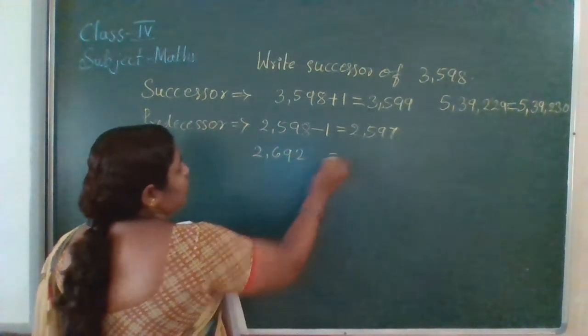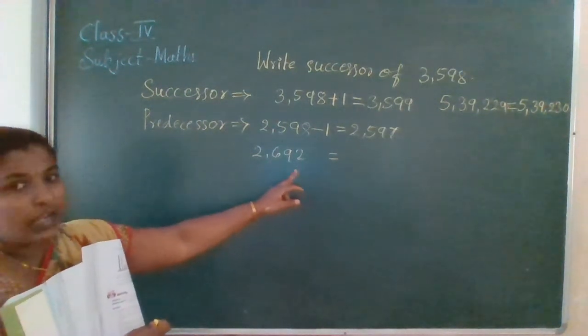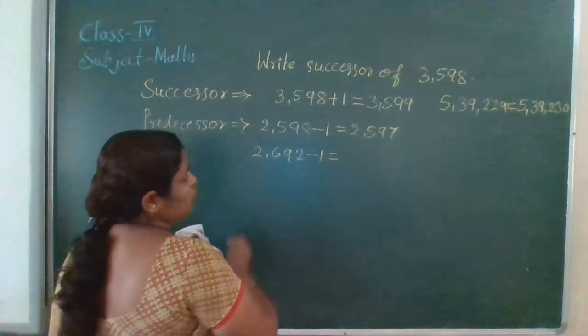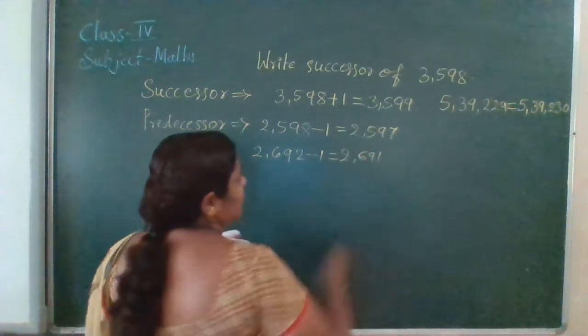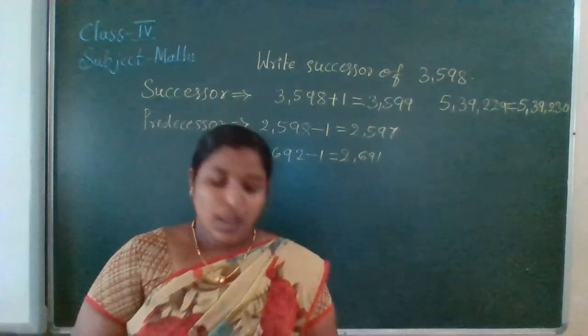Okay, one more example, 2692. Write the predecessor of 2692. So what we have to do is minus 1. The answer will be 2691. This is the concept of successor and predecessor.